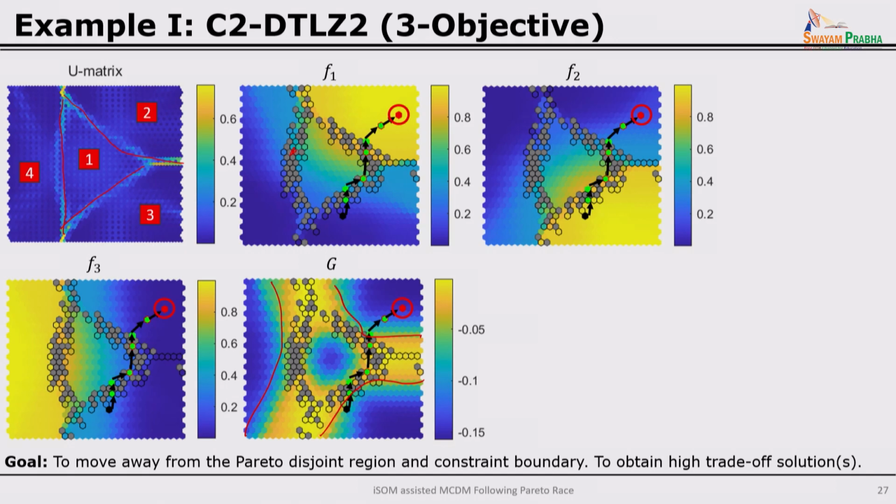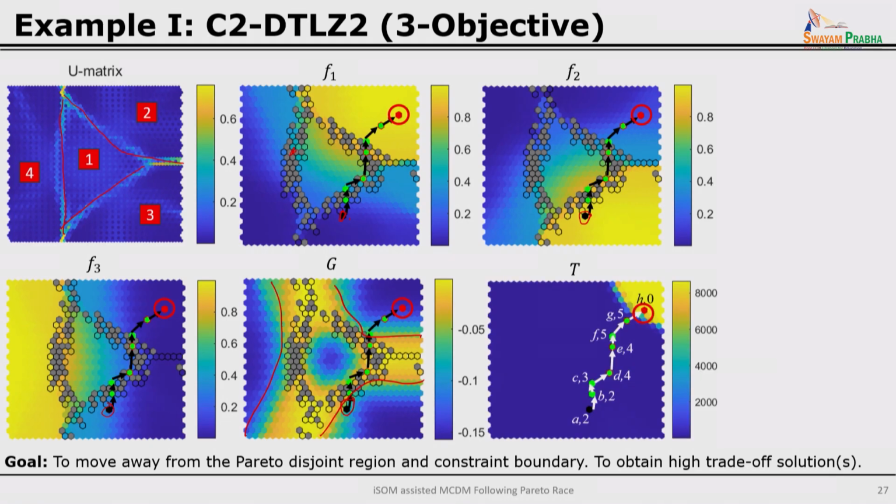So in this example, the decision maker starts from this particular point, and realizes that, okay, I have good f1 value, good f3 value, f2 is not so good, but it is very close to constraint. And they immediately want to move from that particular region because those are very critical solutions.